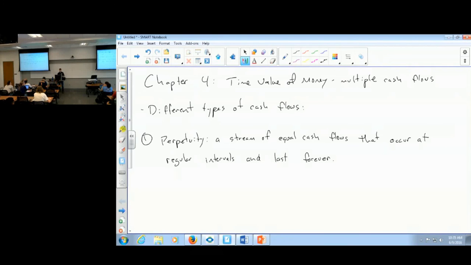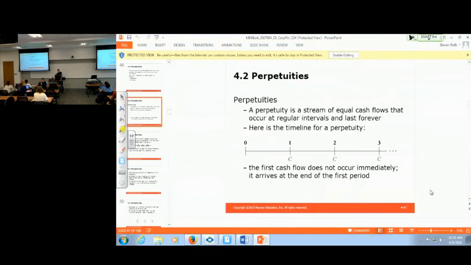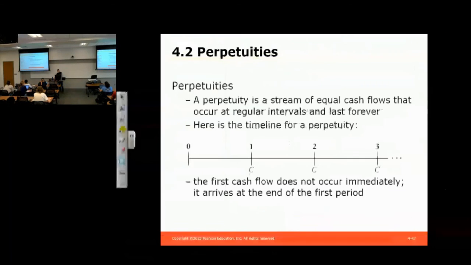Right, so these guys do exist. It's not just an academic exercise, and they turn out to be so simple. All we can really do with these guys is talk about present value or the rate of return. Talking about the future value of a perpetuity, it's a cash flow stream that never ends.